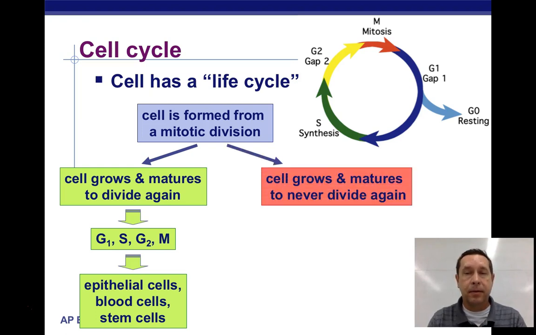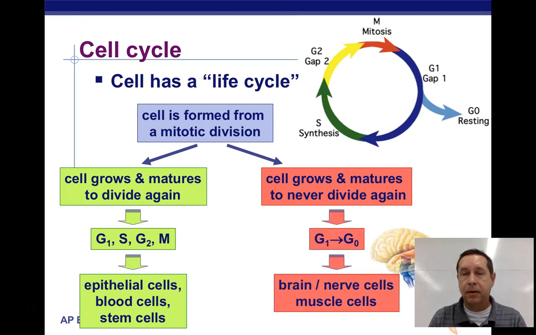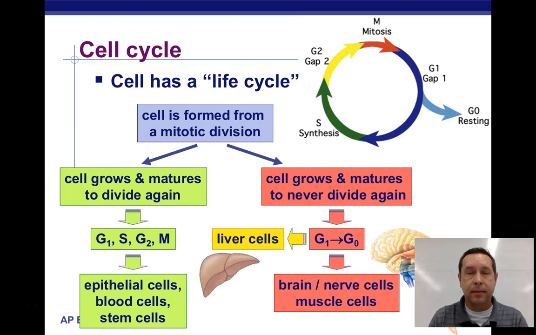pattern. But some cells, once they form, they grow, they mature, but then they don't divide. They go into the G0 or the resting phase. These include things like brain cells, nerve cells, muscle cells. We used to think that a lot of these cells couldn't divide, but what we found out is that something is stopping them from dividing in many cases. Sometimes cells can go into the resting phase for a period of time and then come back out, like the liver cells.